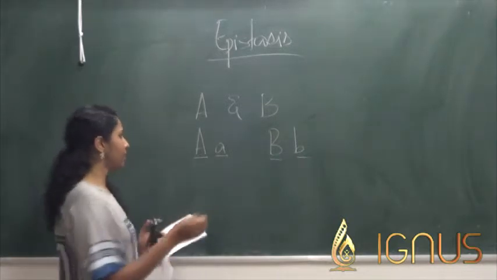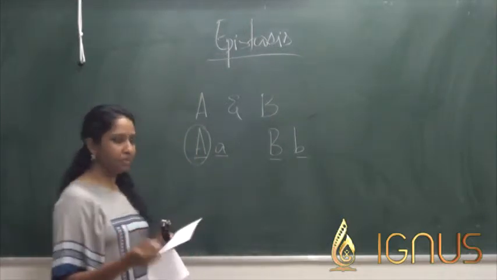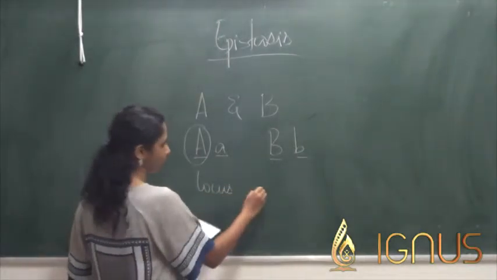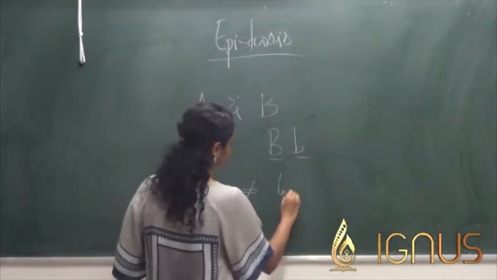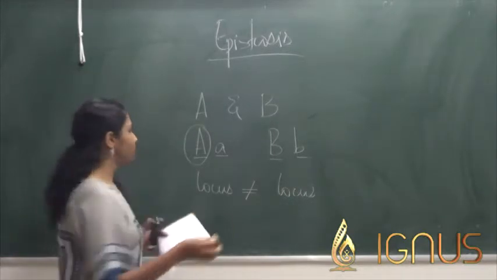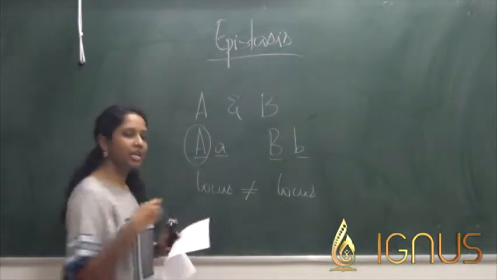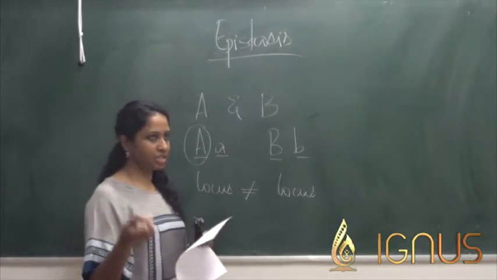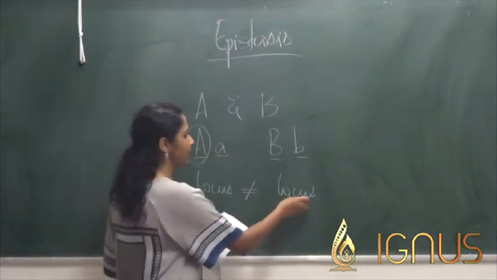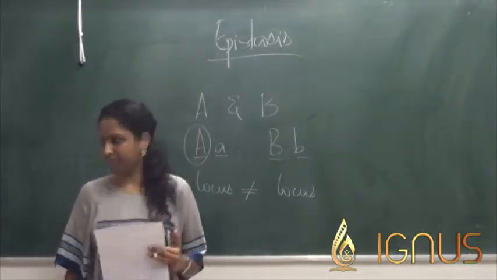Now if you think that one of the alleles of one of the genes which is present at a specific locus, so this one has a different locus than this one, so these two are present at two different locuses. Alright. So if one of the alleles of one of the genes present at a different locus is going to stop the phenotypic expression of another allele of another gene which is present at another locus, then that process is called epistasis.